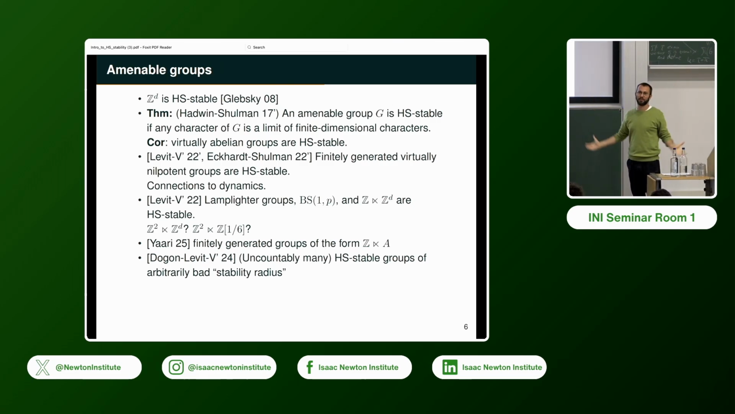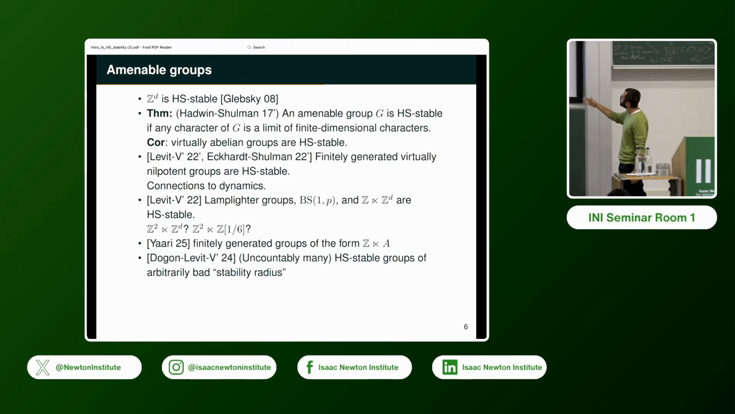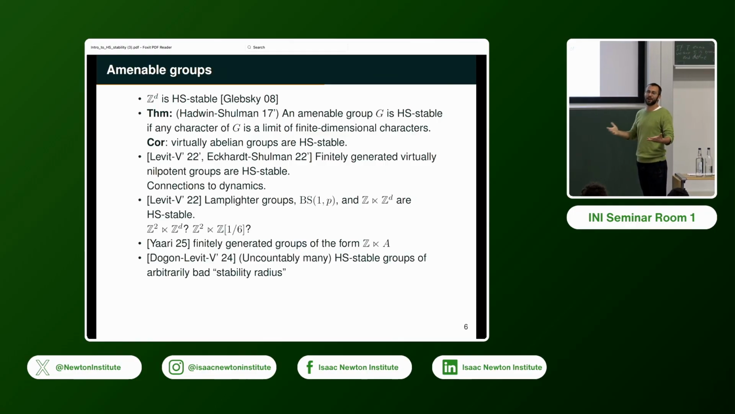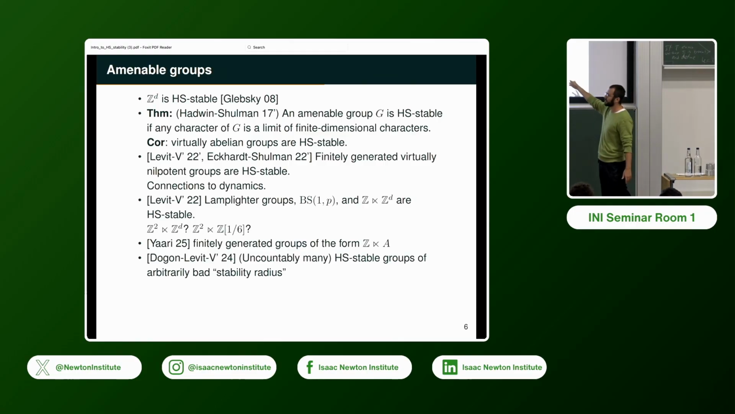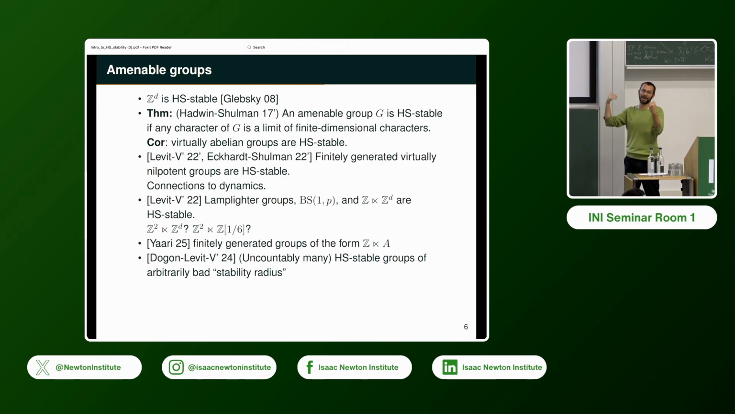How big in the group do you have to look, such that if there it's almost multiplicative, then you're actually close to multiplicative. So this is what we call stability radius, and what we showed using diagonal products is that it could be arbitrarily bad. So the group could be stable, but it could be extremely hard to detect that it's stable. In particular, this shows that there are uncountably many such groups, because you can take any function in the world, even a non-computable function, and I can take a group with stability radius worse than that function.